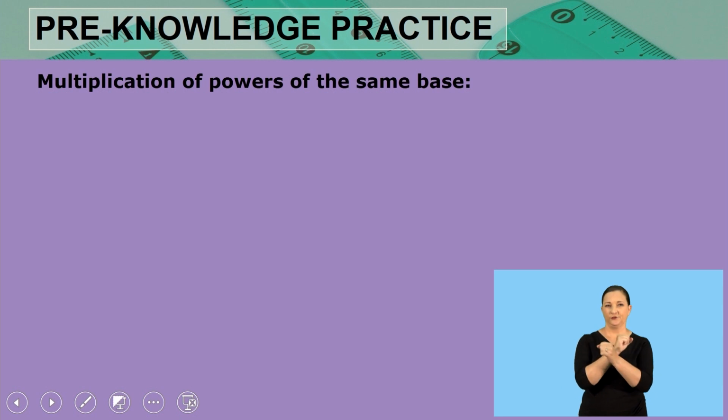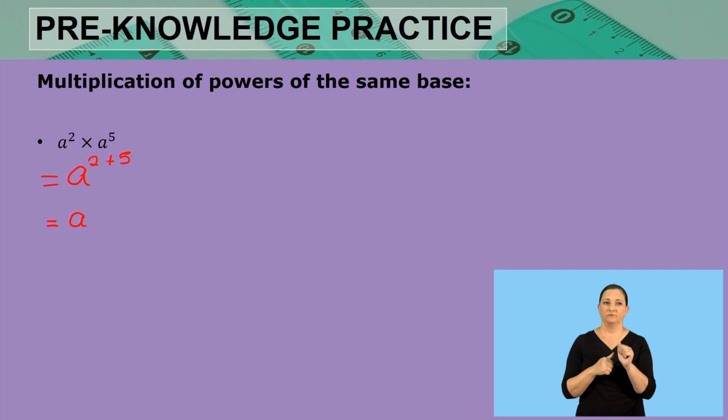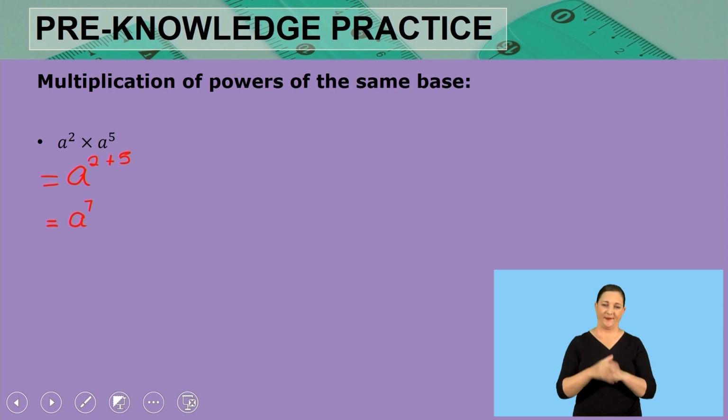Then we have multiplication of powers of the same base. Now remember, if I have powers that have the same base, then what is going to happen to the exponents? I am going to add the exponents. That means that if we have a squared multiplied by a exponent 5, our answer is going to be a exponent 7, because we've added those exponents.